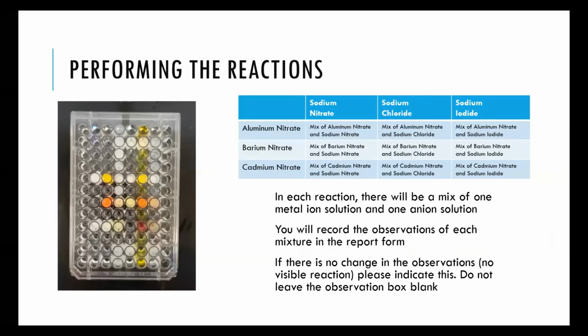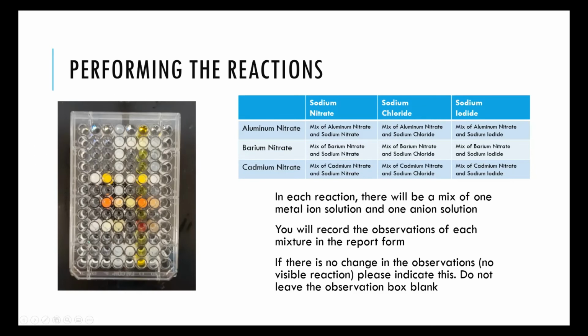So you saw how you're going to be mixing all of these different things together in that 96 well plate. You're going to be taking things like the aluminum nitrate and putting 2 or 3 drops in every well all the way across. Barium nitrate, next row down in every well all the way across. The sodium nitrate, the precipitating agent version, every well all the way down, 2 or 3 drops. The sodium chloride, next column over, every well, 2 or 3 drops.